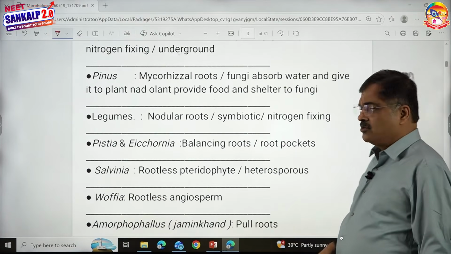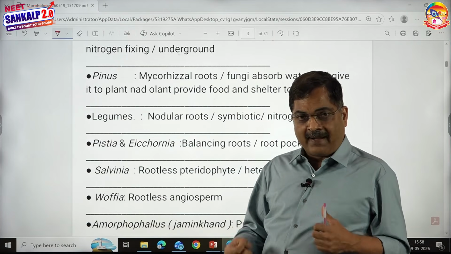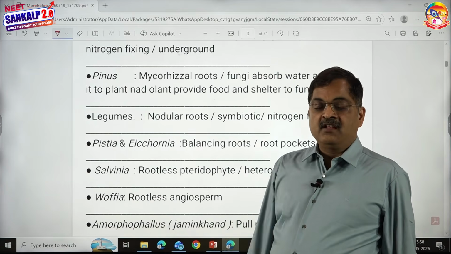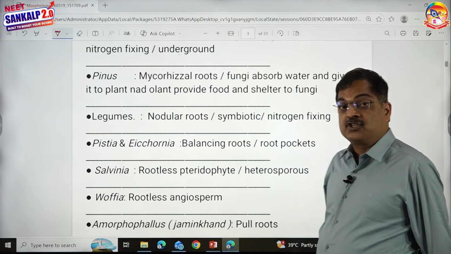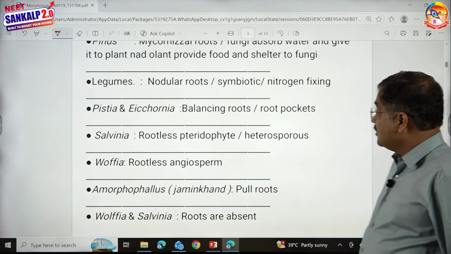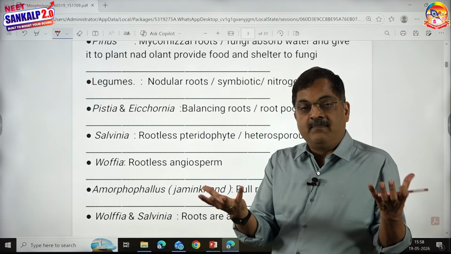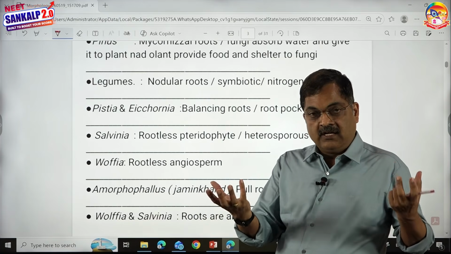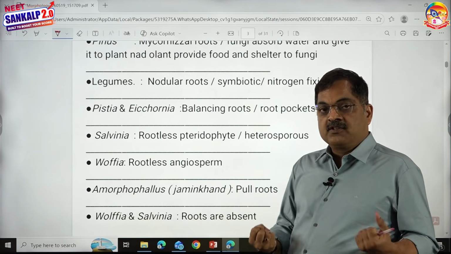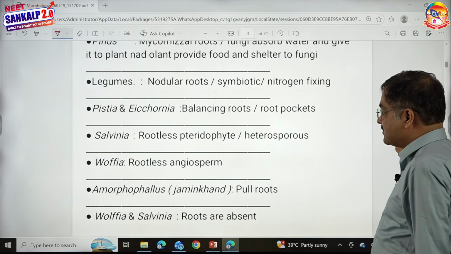Legumes show nodular roots. In the Monera chapter we studied Rhizobium bacteria, a symbiotic bacteria present in the root nodules of legume plants. That is the reason every part of a legume plant is rich in proteins. Then Pistia and Eichhornia show balancing roots, not there in your book. A tuft of roots develops at the base of the leaves, rosette leaves, which act like a dead weight. So because these plants are going to float on the surface of water, balancing roots.